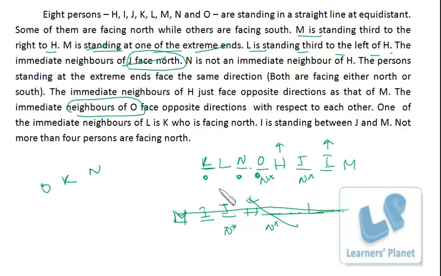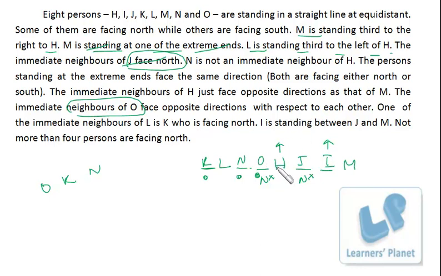I just mark them because we need to verify whether this arrangement is correct or not. Because we already know that O is somewhere in between because neighbors is written over here, and L is also somewhere in between. So I randomly arranged K, N and O. Let's see what happens. Now the immediate neighbors of O face opposite direction with respect to H. That means H and N should be of opposite direction. That means it should be south.